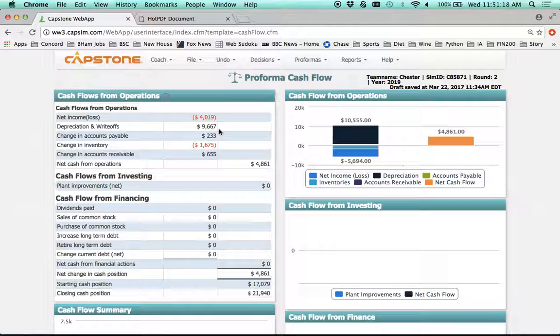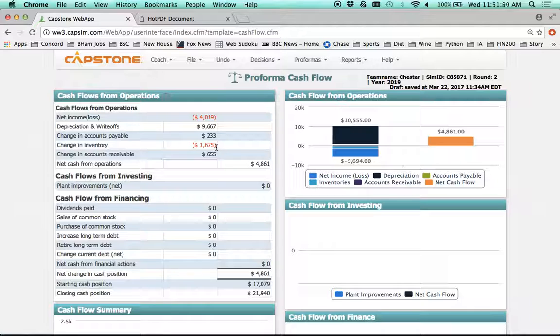The depreciation just comes from that and offsets it, because remember that your income or loss has depreciation in it, and that's non-cash. So when you add it back, you actually wind up okay. Your accounts payable, you're actually getting some cash back from that, which probably means that you're borrowing a little bit more from your suppliers. Change in inventory, you're losing $1.6 million in inventory. And so again, that's what's projected.